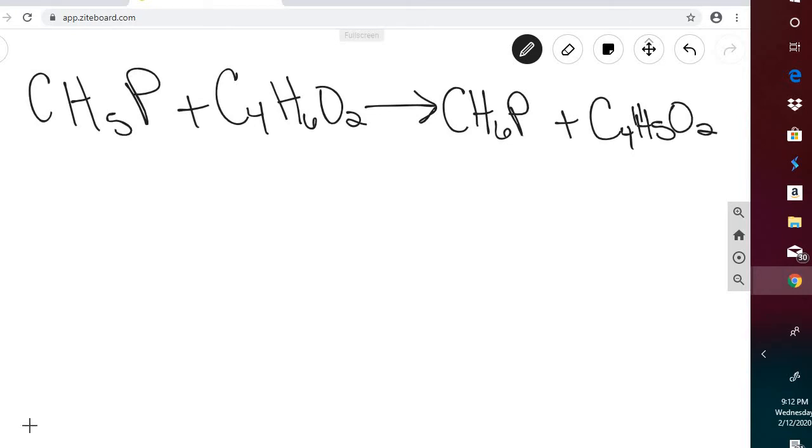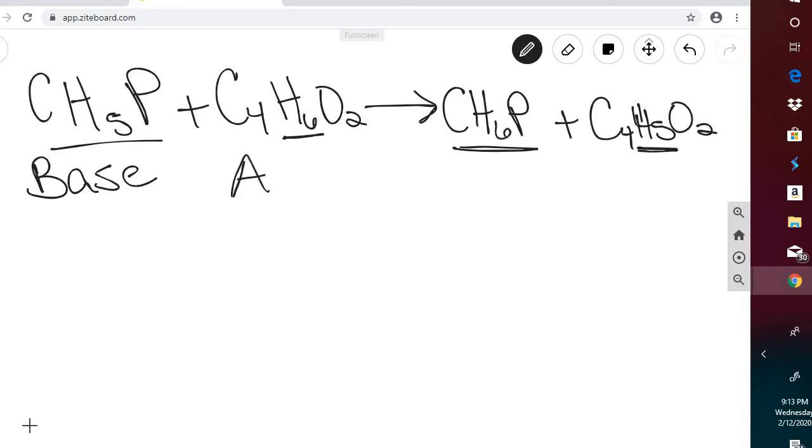Okay, so in identifying the acid and the base, you're just looking to see who is donating the hydrogen ions and who is accepting them. So if we look at this, it went from 5 hydrogens to 6, so that accepted the hydrogen ions, so that is the base. And then if we look at this, it went from H6 to H5, so that donated the hydrogen ion, so that is the acid.